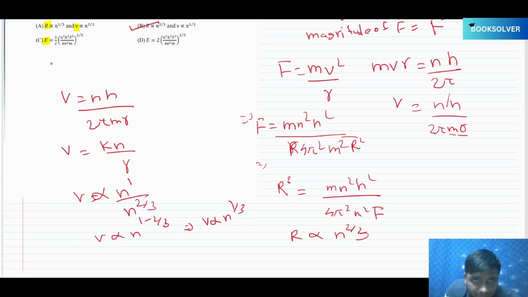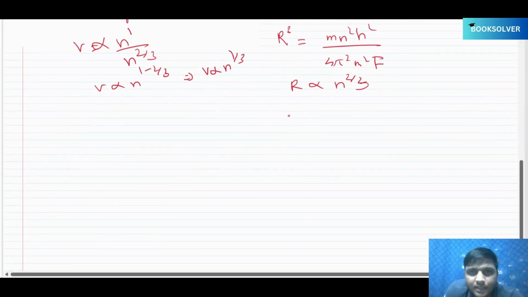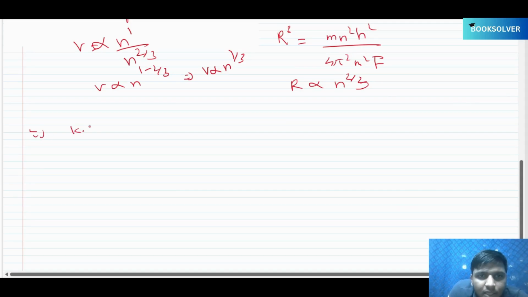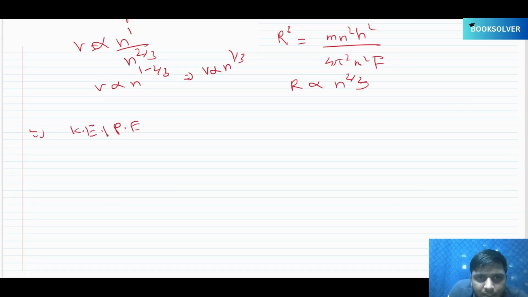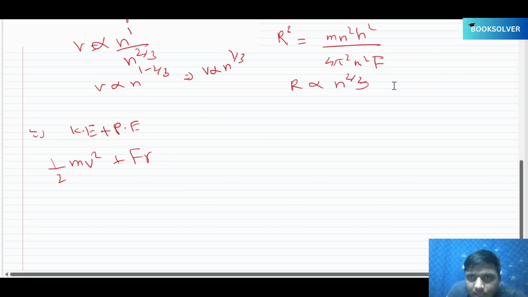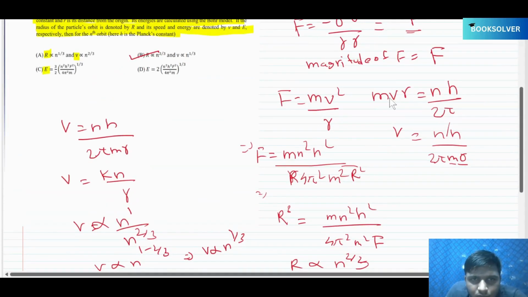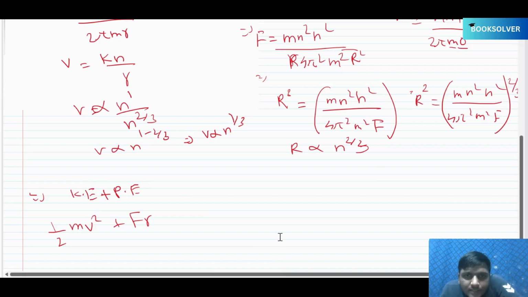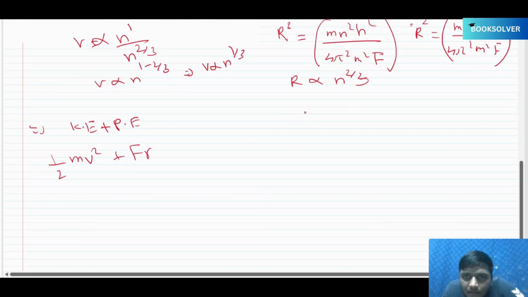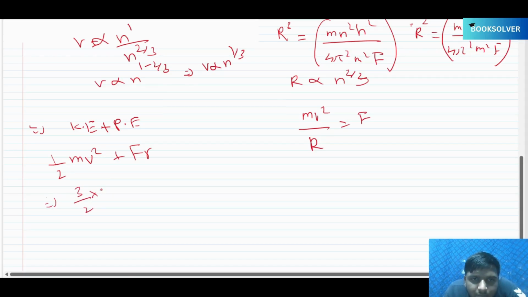Now we have to find the energy. What is the total energy in an atomic structure? It is nothing but K plus P, kinetic energy plus potential energy. Kinetic energy is half mv square, and potential energy is given here as F r. Now let's do the calculations. If you look here, we have written that mv square by r is equal to F. So we can say mv square is equal to F r. So F r plus half F r, that is, 3 by 2 times F r.